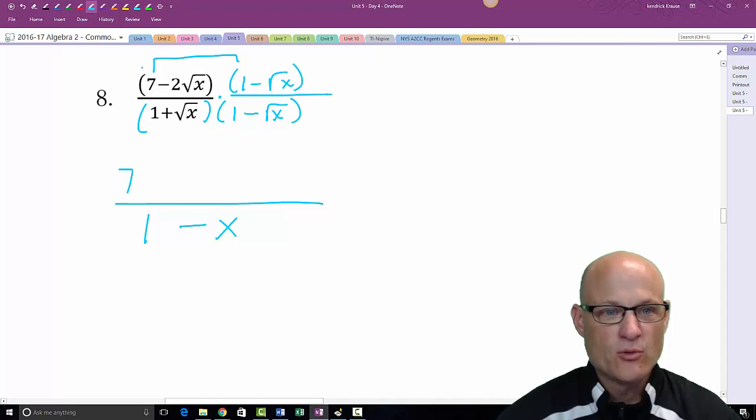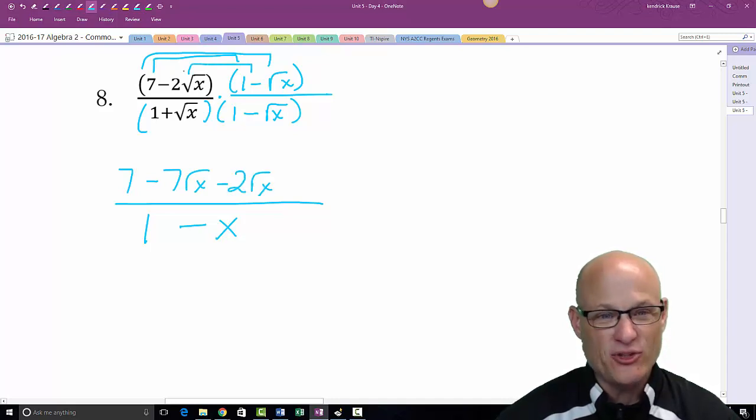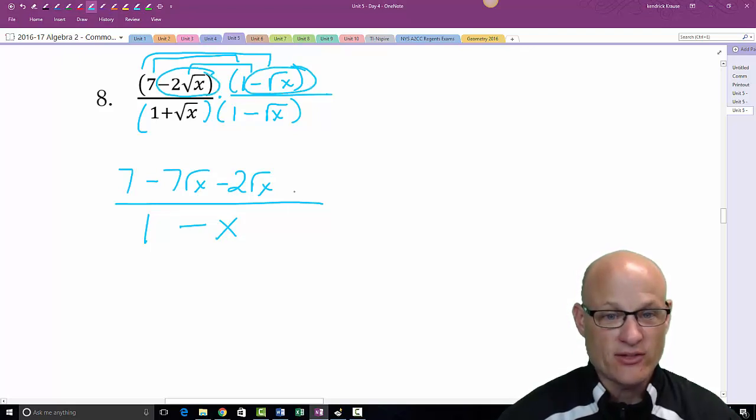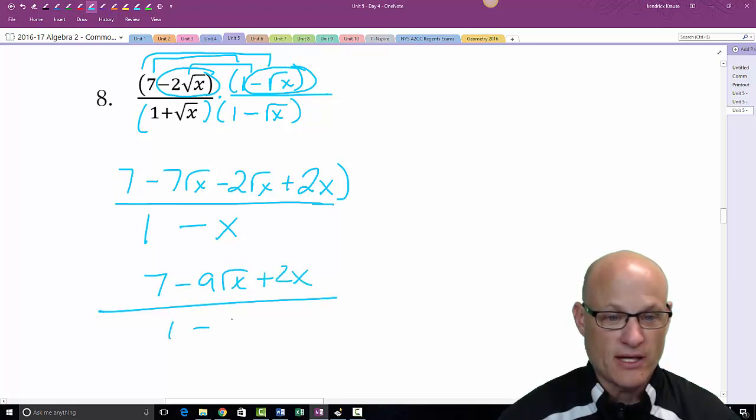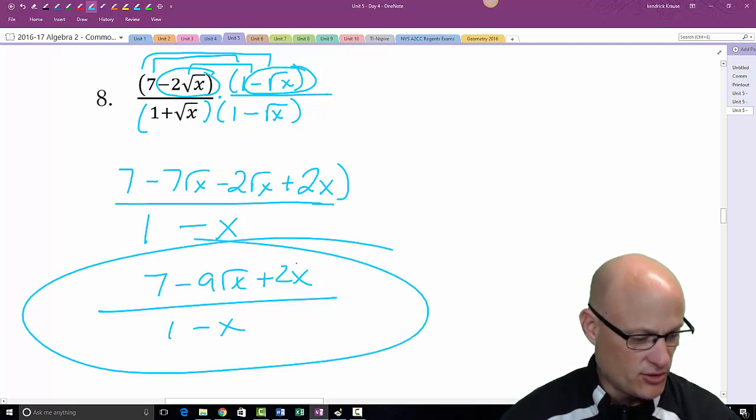7 minus 7 radical x minus 2 radical x, and then negative 2 radical x times negative radical x is positive 2x. Oh, wait. We can combine in the numerator, so we get 7 minus 9 square roots of x plus 2x all over 1 minus x. That's cool. You can leave it like that.